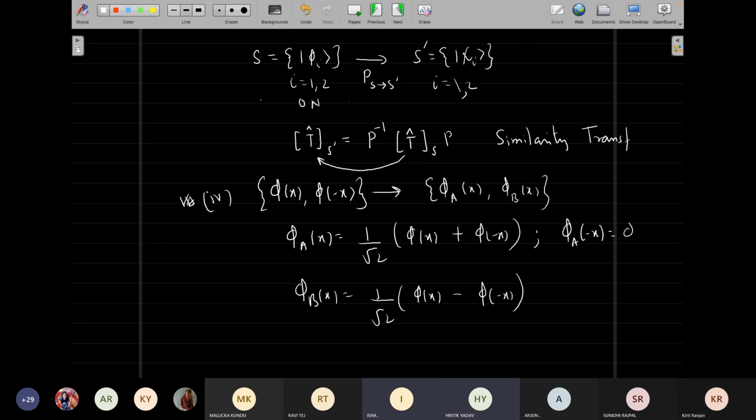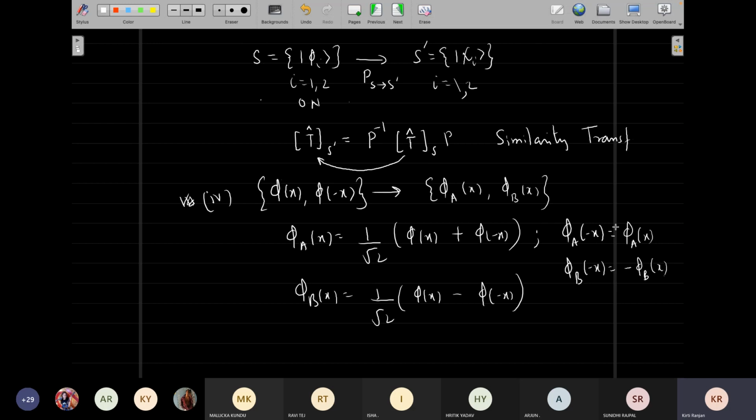So phi_A of x. This will be phi_A of x. Just do that minus x everywhere and you will see the same structure will come. What about phi_B of minus x? Minus of phi_B of x. Minus, that means phi_B is an odd function.